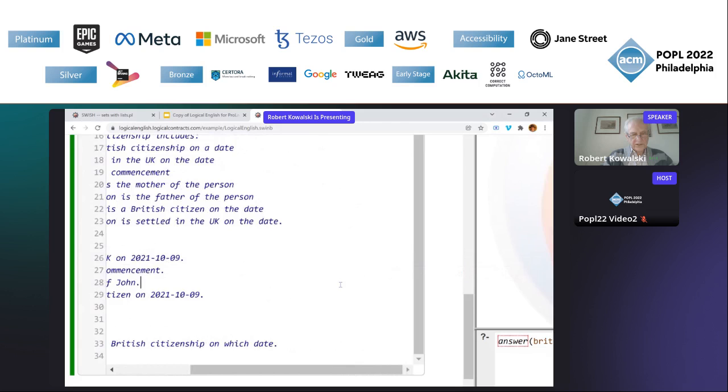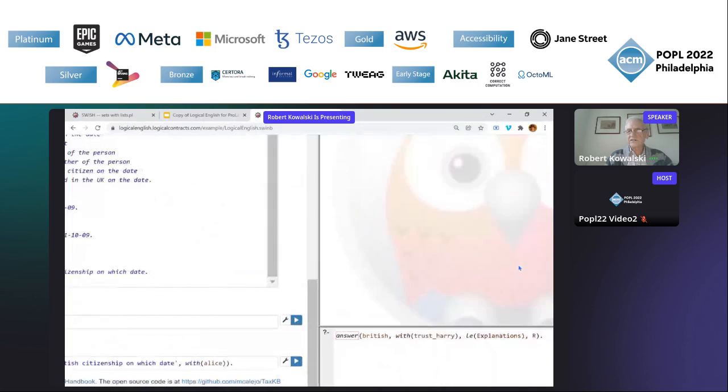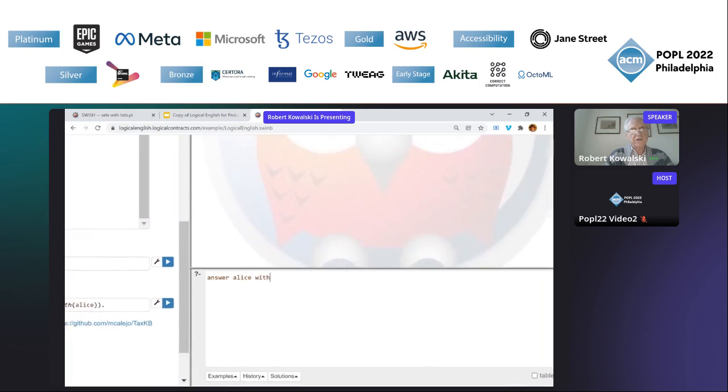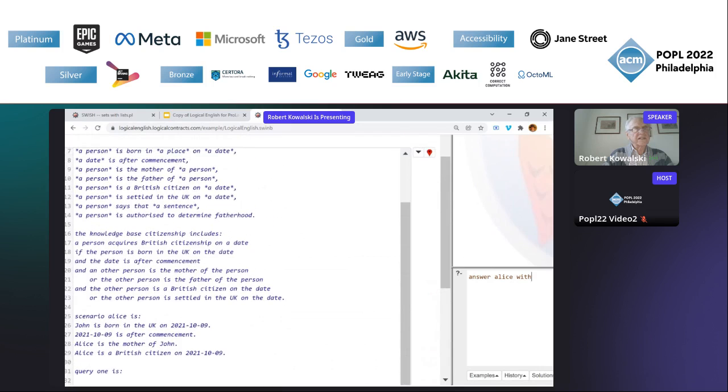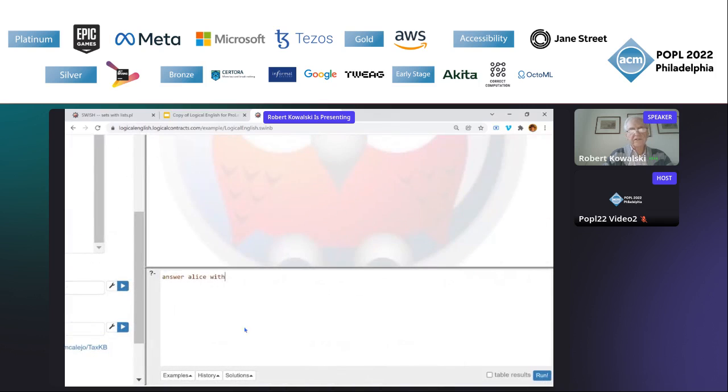Now in the SWISH window over here, let's see if I can get access, if I can move over. Right. We can combine, using the SWISH window, we can look at a number of, that's not the examples I want. Let's have a very simple example. Let's answer Alice with, what was that knowledge base? Alice is a scenario and the query is 1. So it's answer 1 with Alice.